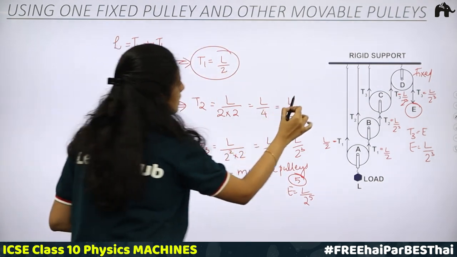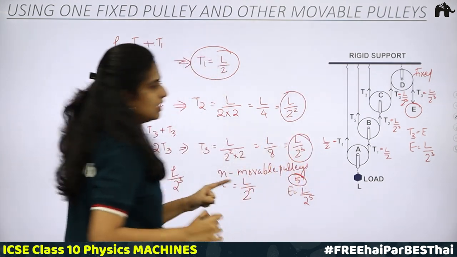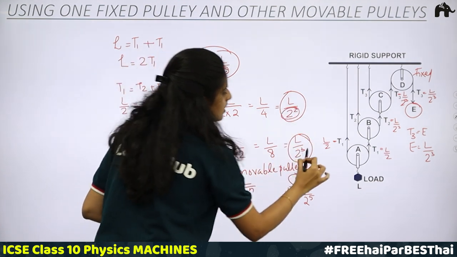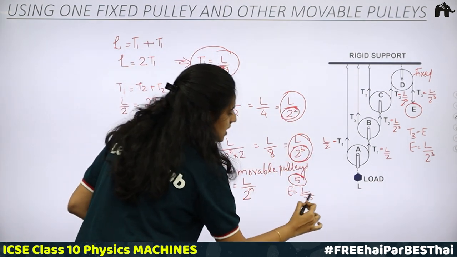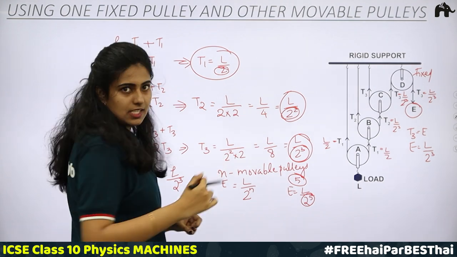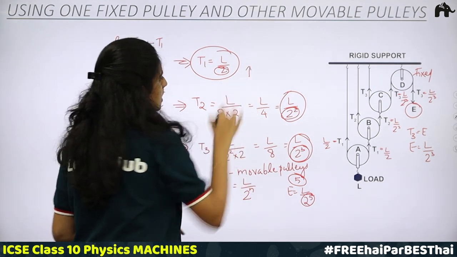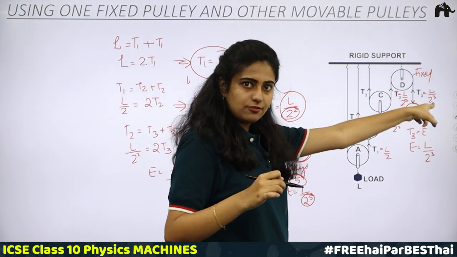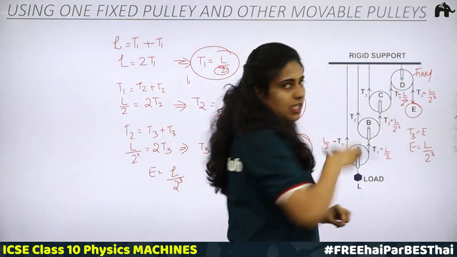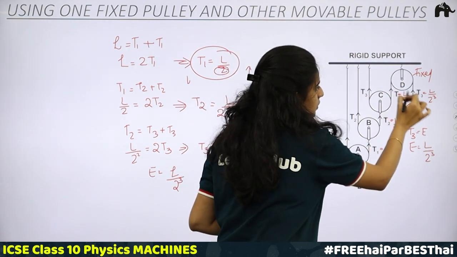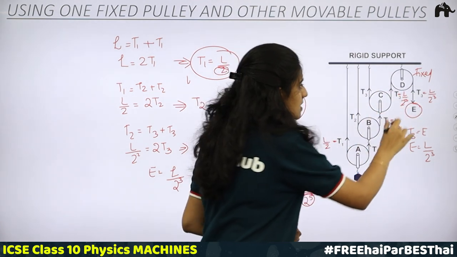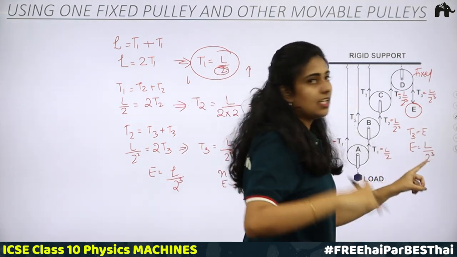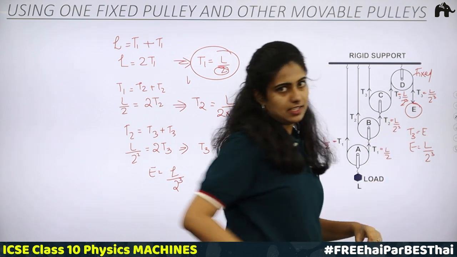The tension is decreasing in each case because the denominator is increasing. Here it was 2, this is 2 square, 4, this is 2 cube, 3. When it goes to 2 raised to 5, again the value is increasing. The denominator is increasing, which means the tension goes on decreasing. This tension is your final effort when it comes to the fixed pulley. The tension here will be the tension in this string as well, and this is your effort. The effort is decreasing. The value in the denominator increases, so the effort will decrease.